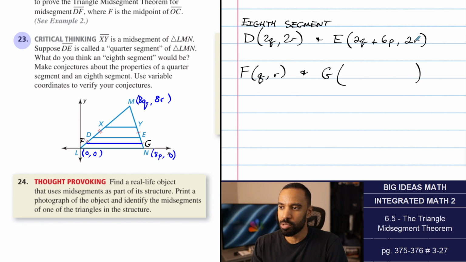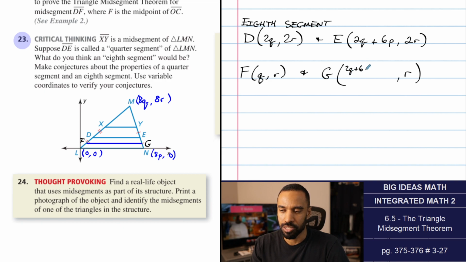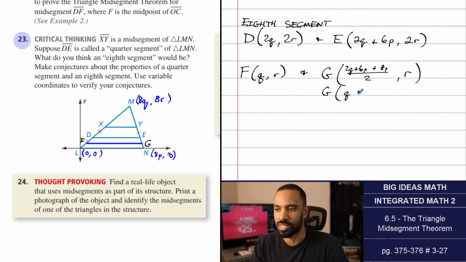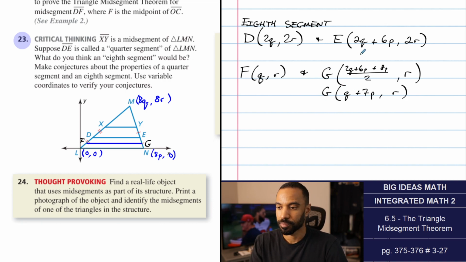Now, the easy part is the R for the Y value. The X value is where you have to average these: 2Q plus 6P plus that 8P, all divided by 2, because you're averaging this X with that X. So 6P plus 8P is 14P. 2Q divided by 2 is Q, and 14P divided by 2 is 7P. So Q plus 7P, comma R. So there's my F, there's my G.